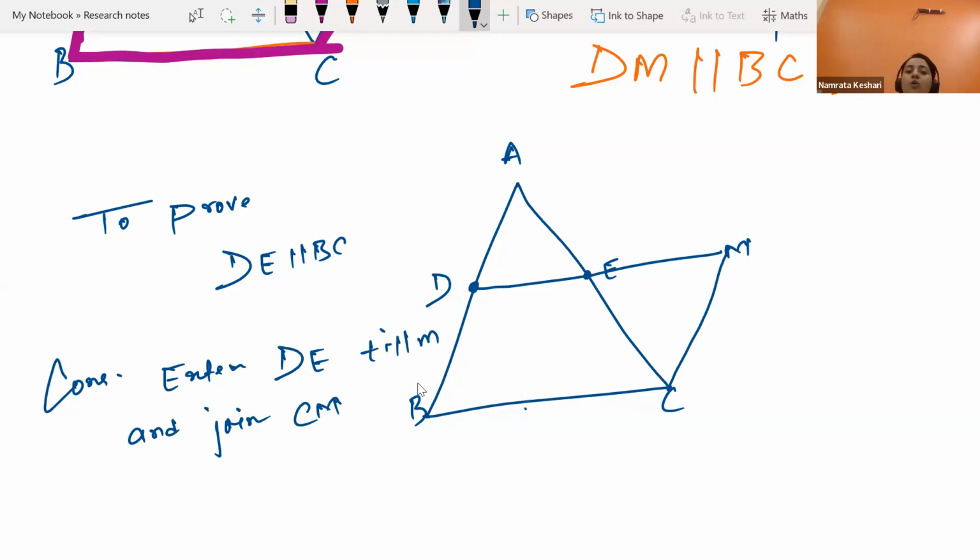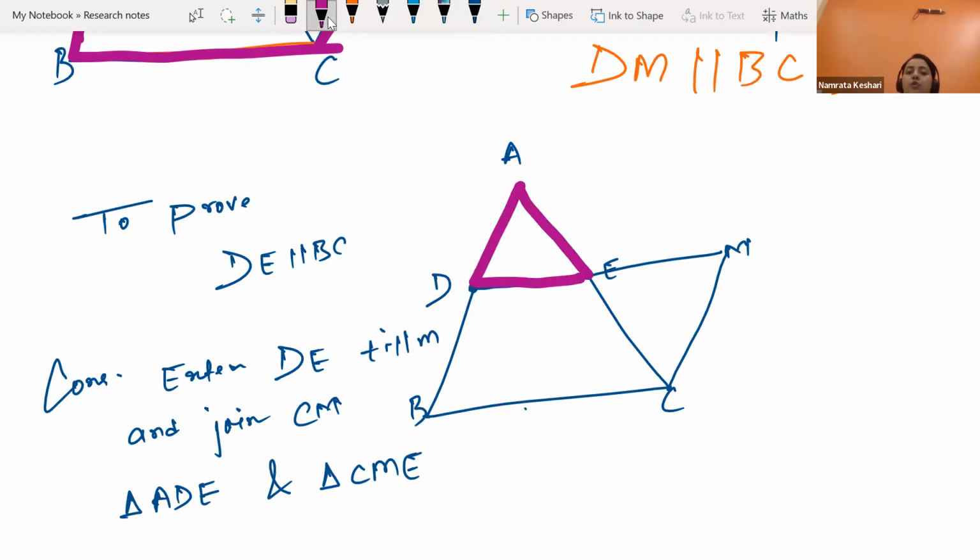Okay, now we are focusing on triangle ADE and triangle CME. This triangle and that triangle. Which two triangles? I am talking about these two triangles. Quickly you have to prove congruency. Okay, it was very simple. Vertically opposite angle.